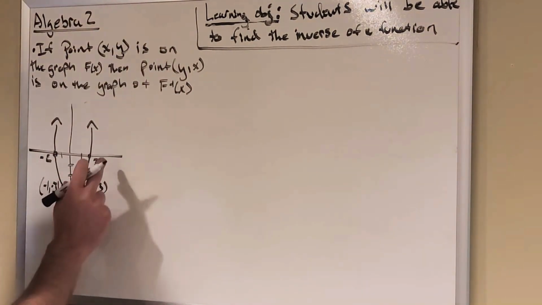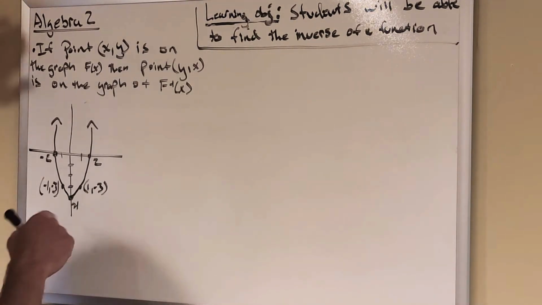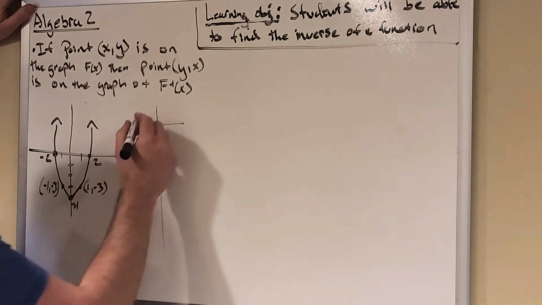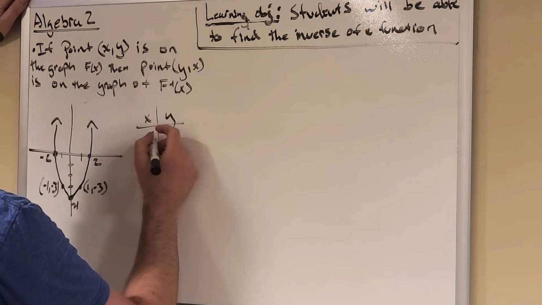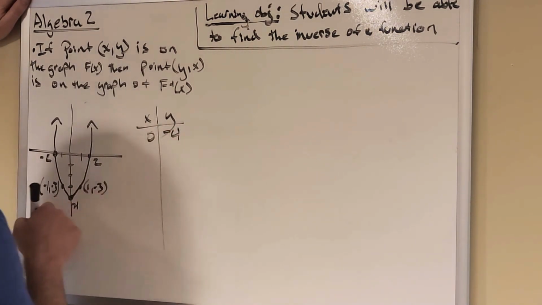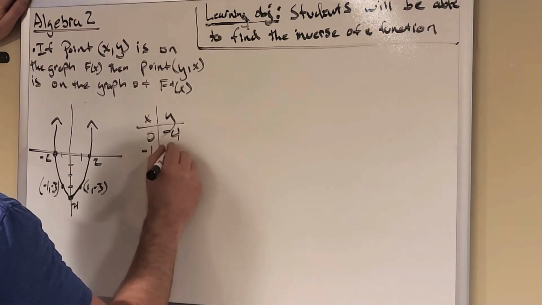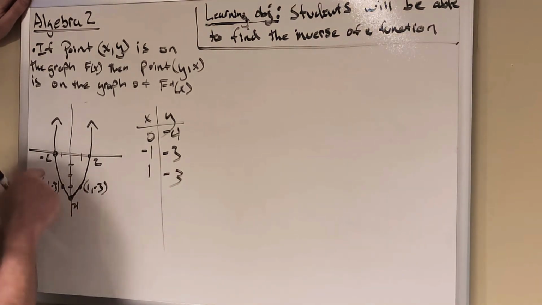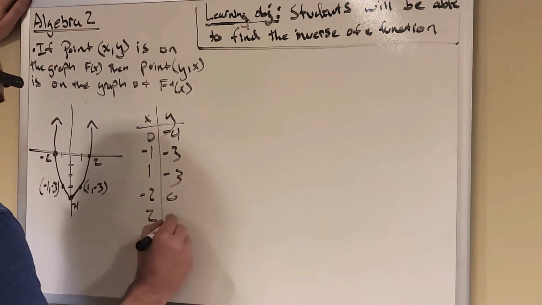What I have to do is go ahead and flip their x and y values. So let's just make a little table of it. So we have my x, my y values. We'll start here. So my x value here is 0, negative 4. I have negative 1, negative 3, and then 1, negative 3 are those 2 points. And then negative 2, 0, and then 2, 0.